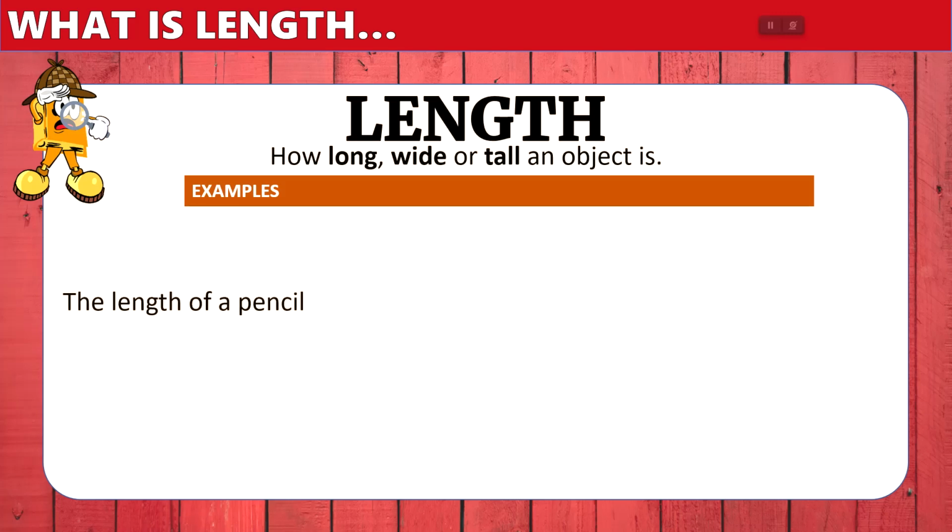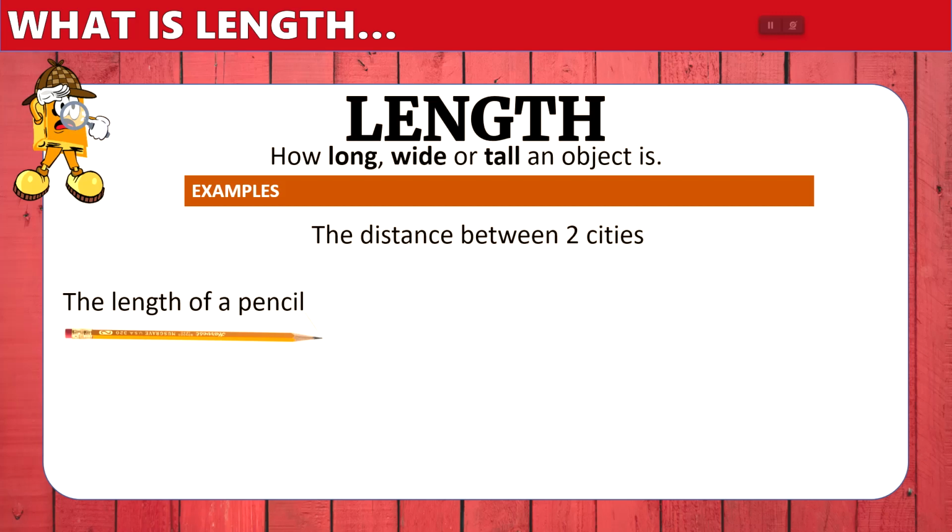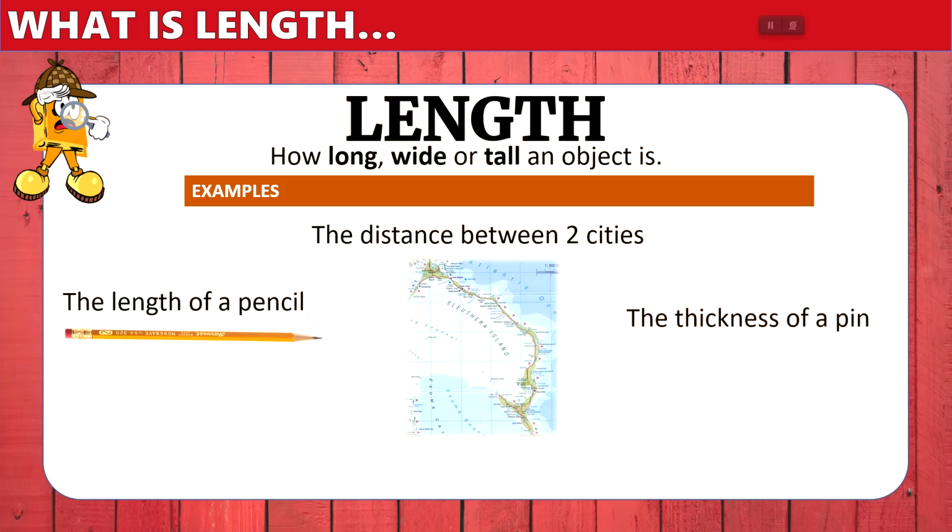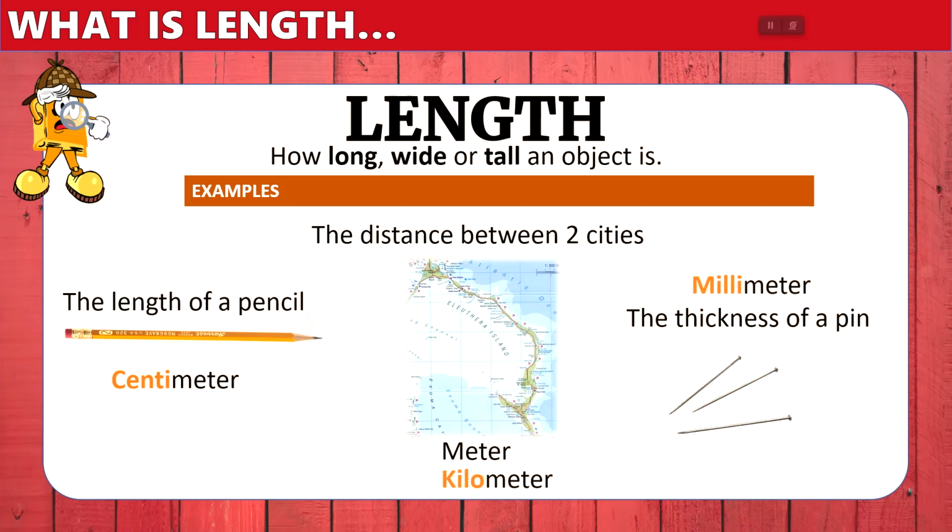And here are some examples that we saw in the last video. The length of a pencil, we can measure that. The distance between two cities, even though that's a long distance, we can measure it. The thickness of a pin, very small, yet we can still measure it. The length of a pencil, we would probably measure in centimeters. The distance between two cities, either meters or kilometers. And the thickness of a pin, probably millimeters because it's so small.